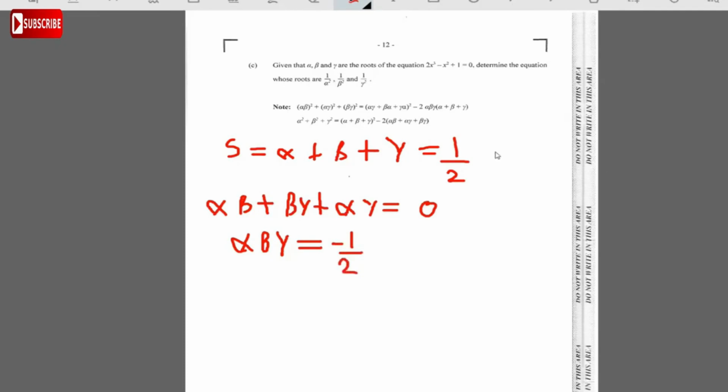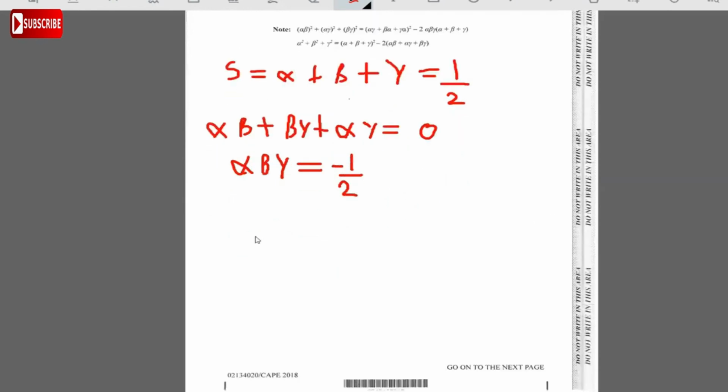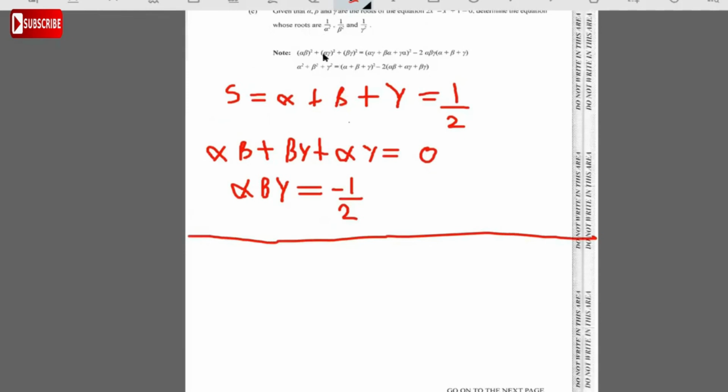All right, so now we have the sum. We have this, and we have the pairwise product. Now to find a new cubic equation, we need the sum of the new cubic. The sum of the new cubic is going to be equal to 1 over alpha square plus 1 over beta square plus 1 over gamma square.